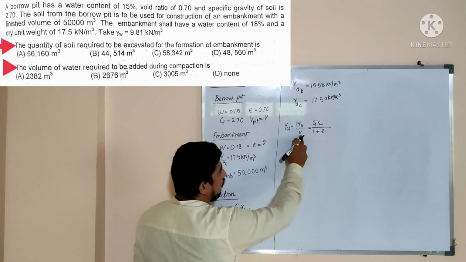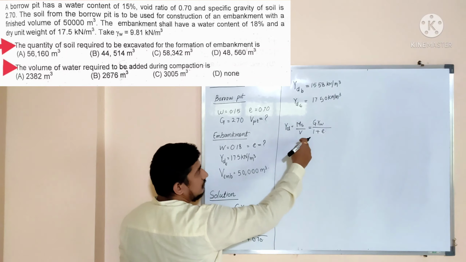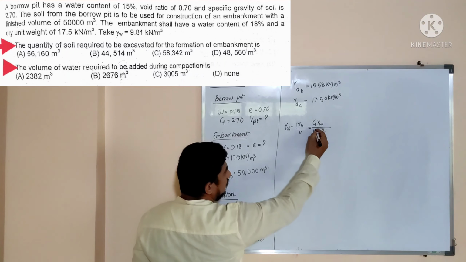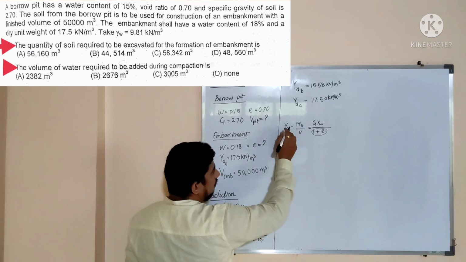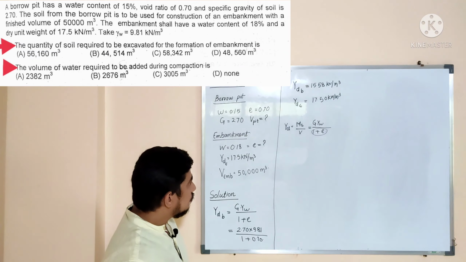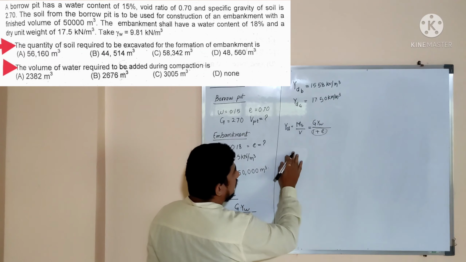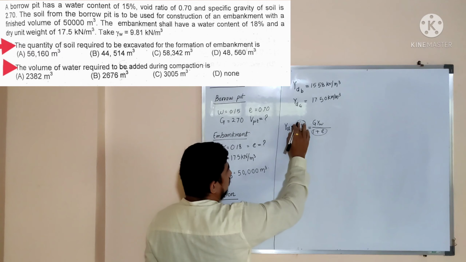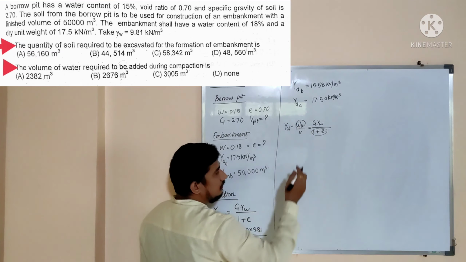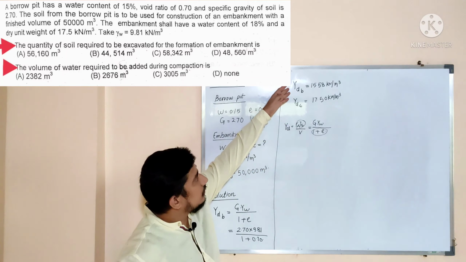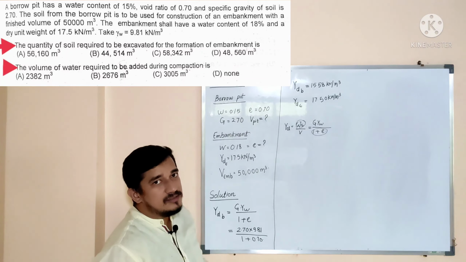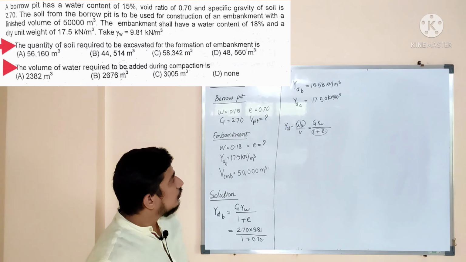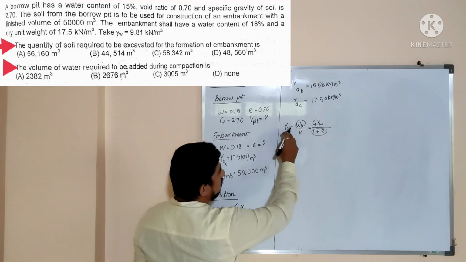Gamma d is inversely proportional to V, and V is directly proportional to e. That is, volume is directly proportional to this term, and these are in an inverse relationship. So I can see that the mass of solids, the weight of solids, is not going to change. Weight of solids will remain the same in both cases. Only the density is going to change. The voids we are going to reduce. So these have an inverse relation.